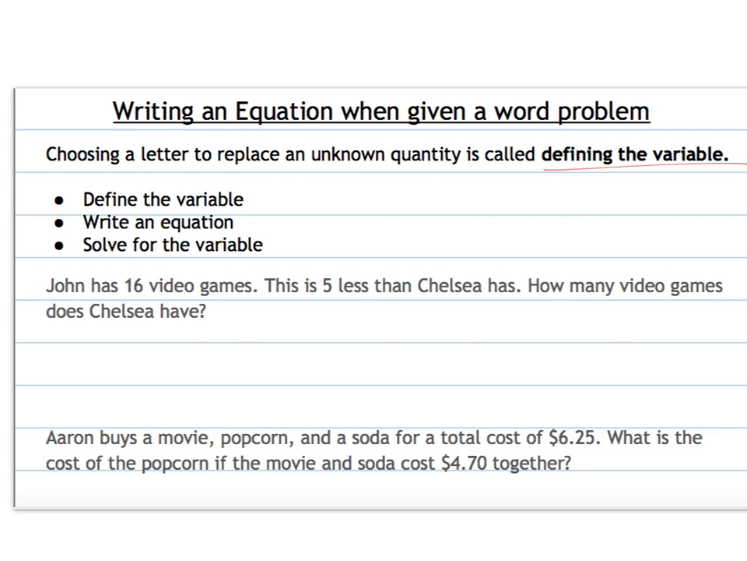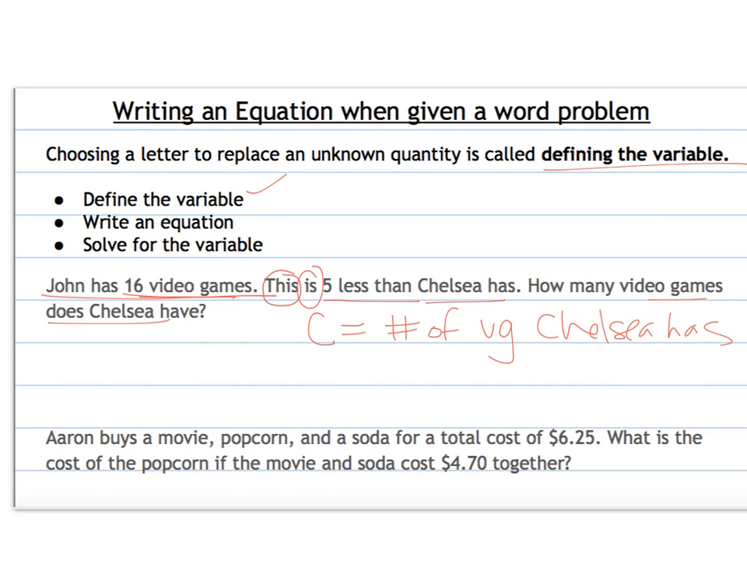So John has 16 video games. Easy enough, I can remember that. When they're talking about this, they're talking about the number of video games that he has. Is 5 less than Chelsea has? I don't know how many Chelsea has, and I know that because the question says, how many video games does Chelsea have? So the question always tells you what you're looking for. So we're wondering about video games that Chelsea has. So I'm going to define my variable as C, number of video games Chelsea has.